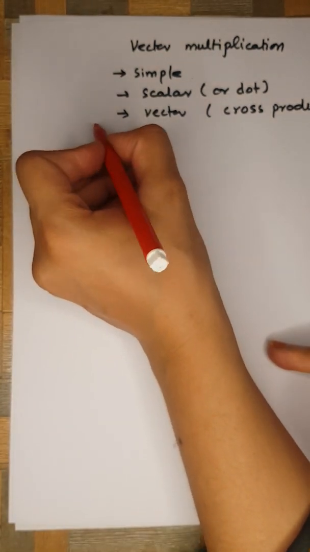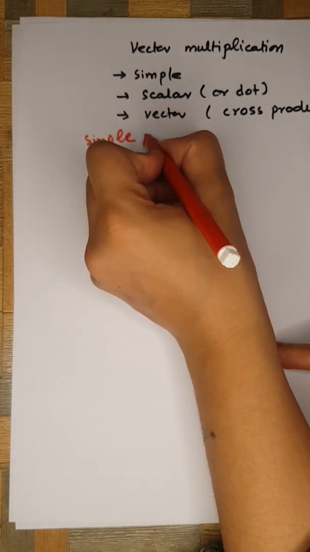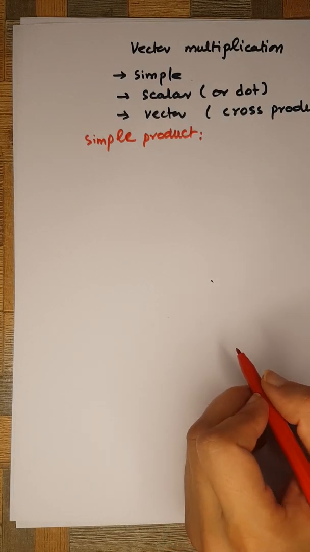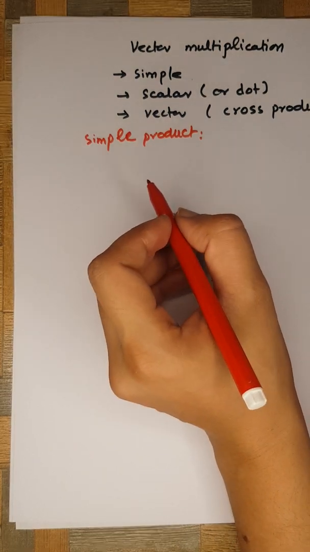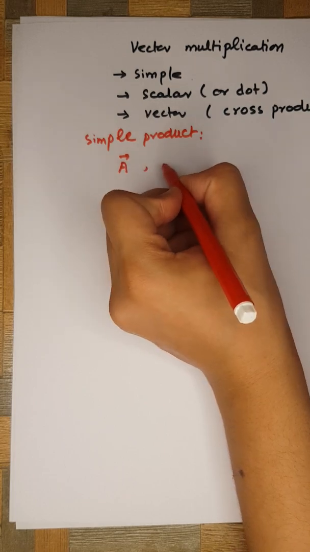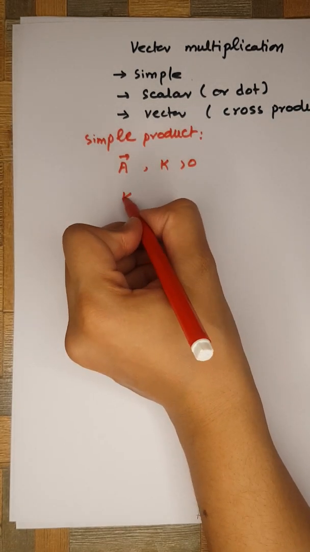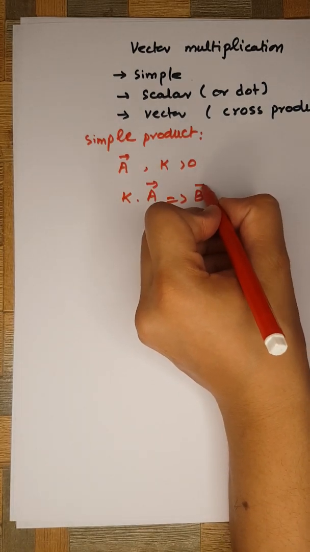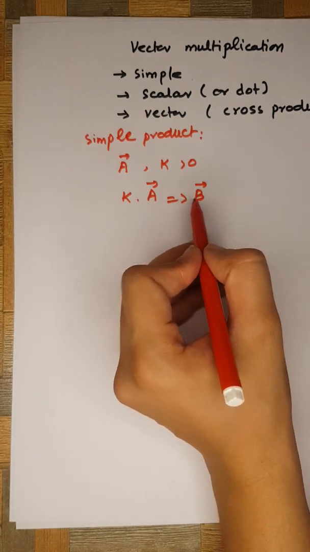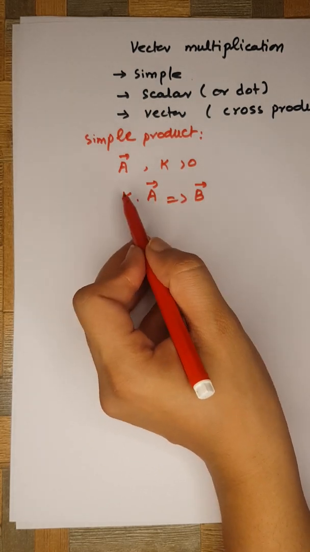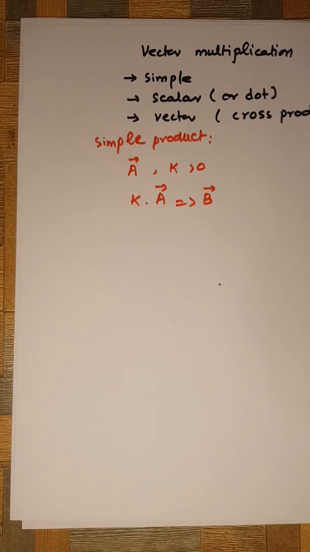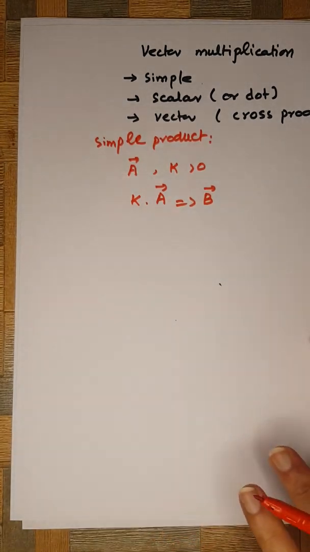Simple product. Multiplication of a vector by a scalar is called a simple product. The product of the vector A by a scalar k results in a vector B whose magnitude is k times that of A and whose direction is the same as that of A. So if we multiply vector A with a positive scalar k, then kA will result in another vector with magnitude k times A. The resultant vector B will have the same direction as A, since a scalar greater than 0 will not change its direction. This was very simple, so I don't think I need to give an example.